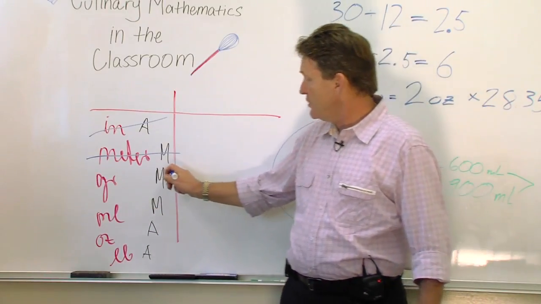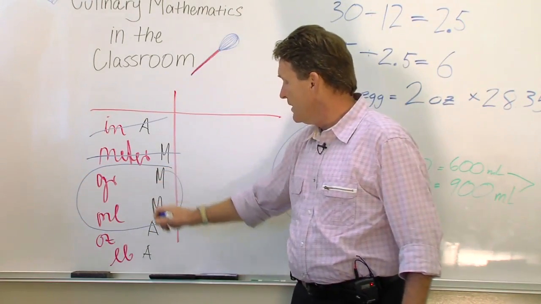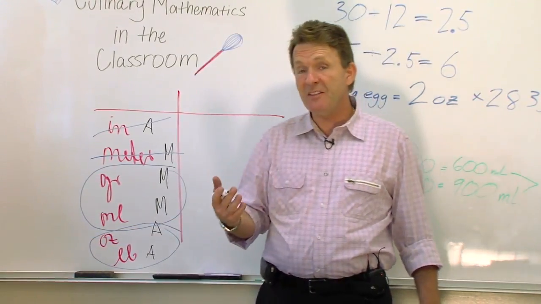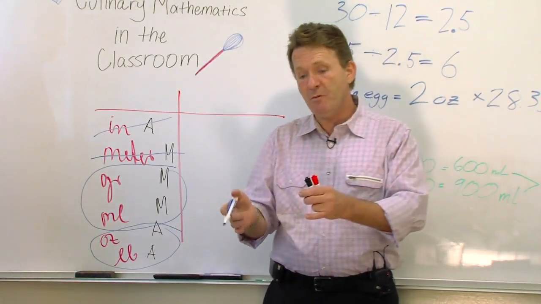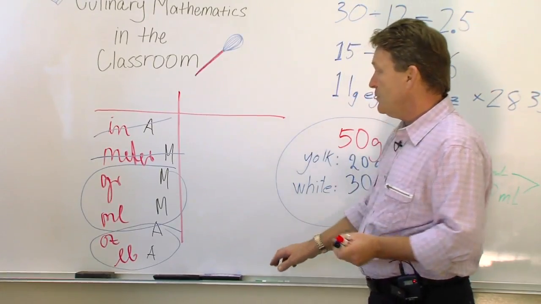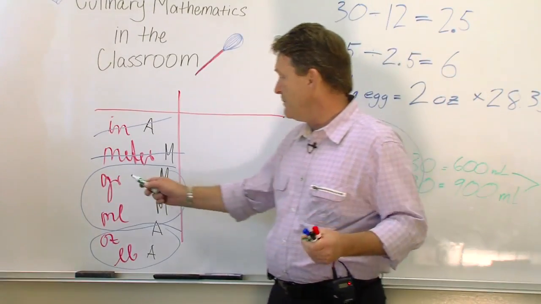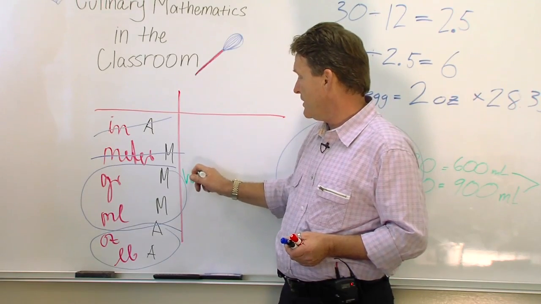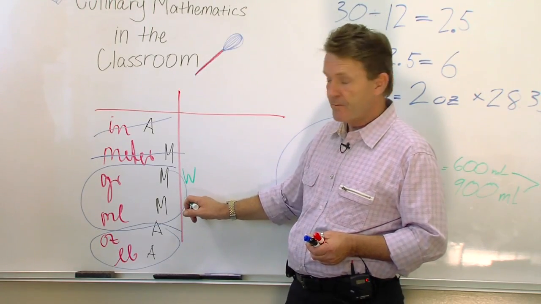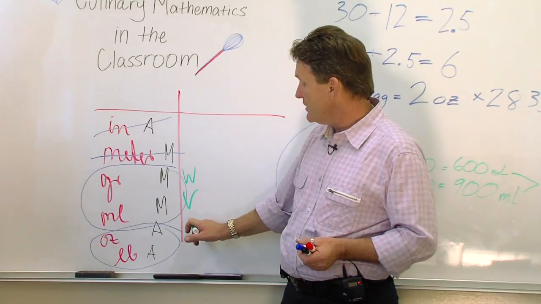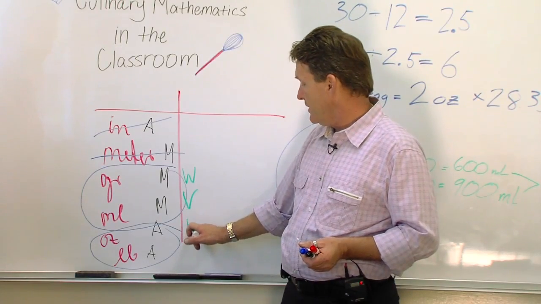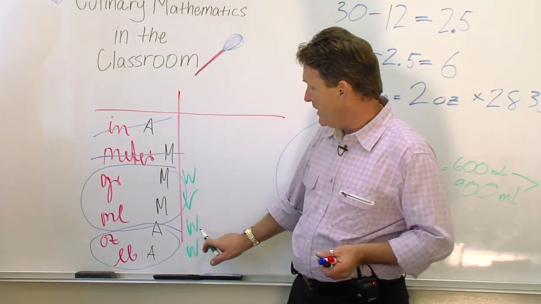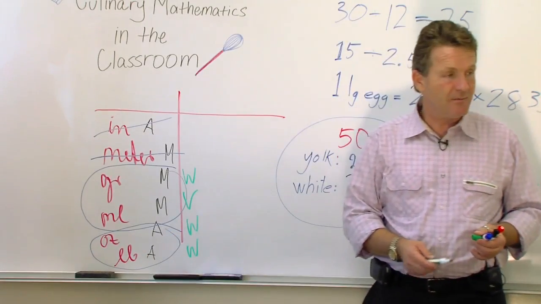We realize that the grams and milliliters are metric, and that ounces and pounds are American. Now, we have the difference between weight measurements and volume measurements. So my next question would be, Jason, is grams a weight measurement or volume measurement? Weight measurement. And milliliter is weight or volume? Volume. Okay, ounces, weight or volume? Weight. And pounds? Weight.